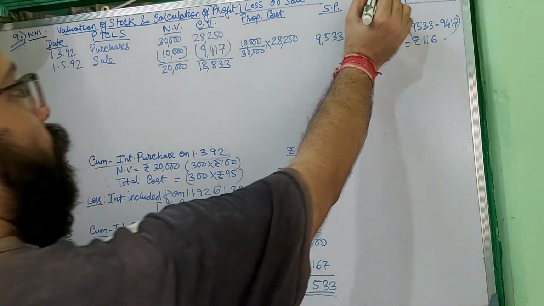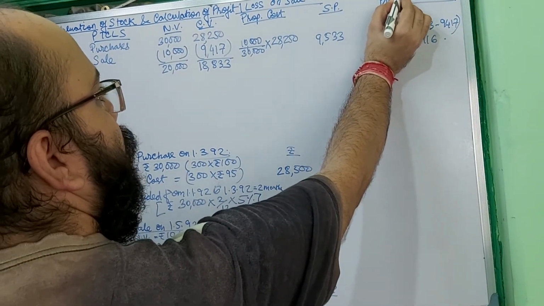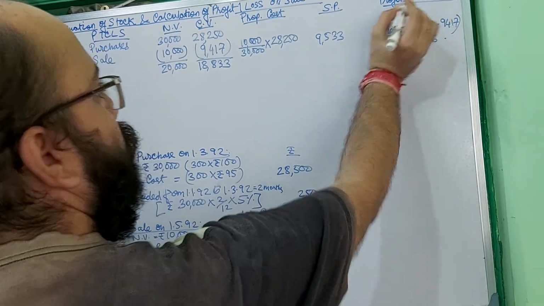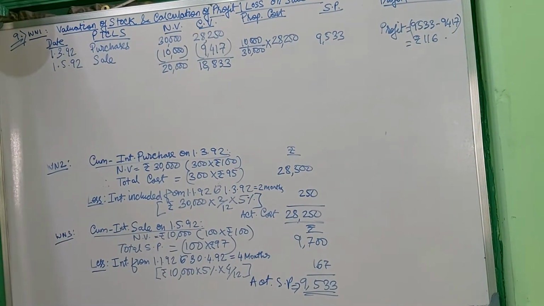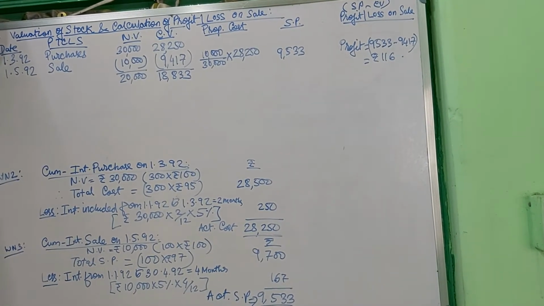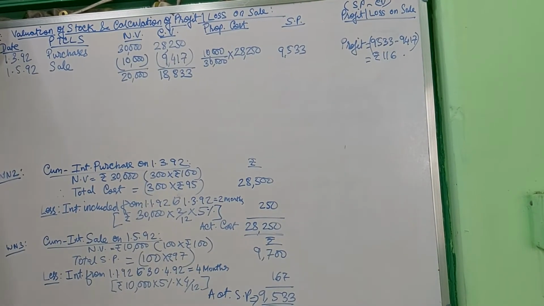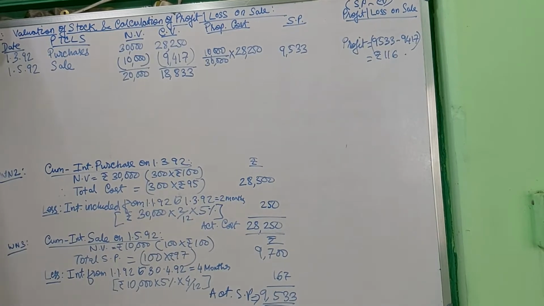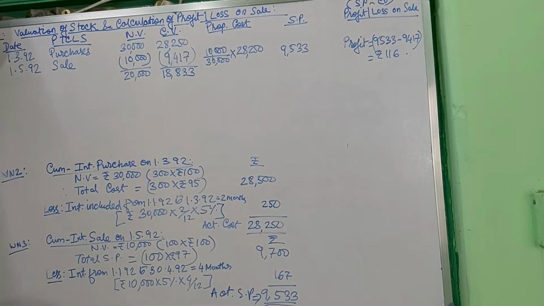You know, selling price minus capital value. This is the formula of profit: selling price minus capital value. So 9,533 minus capital value 9,417. There is a profit of 116, right?